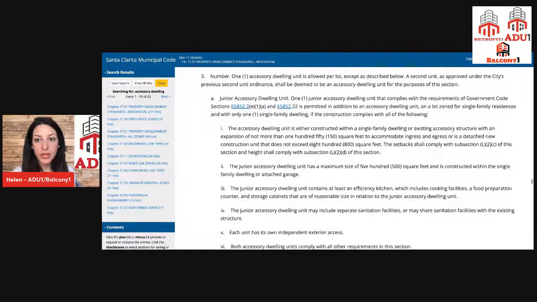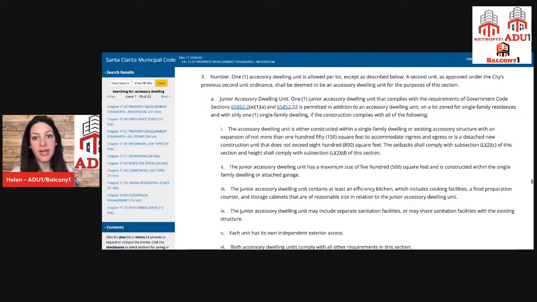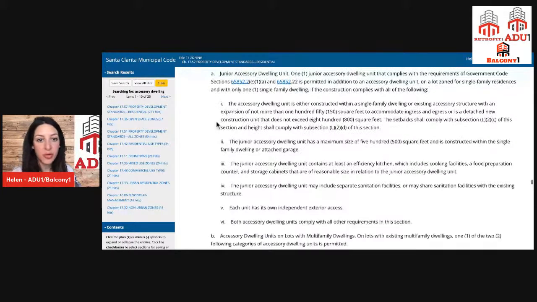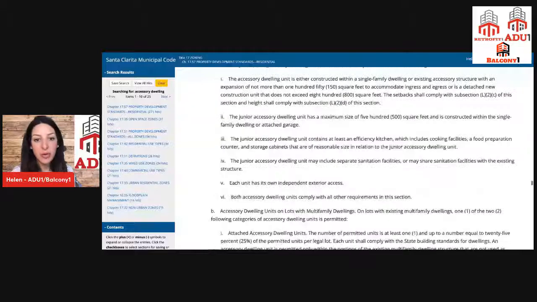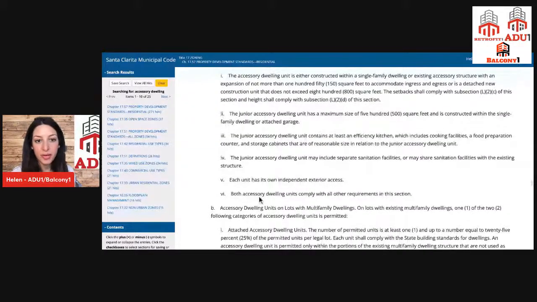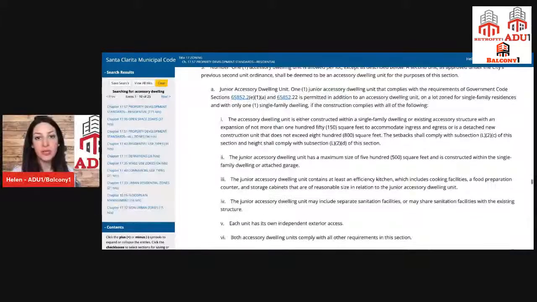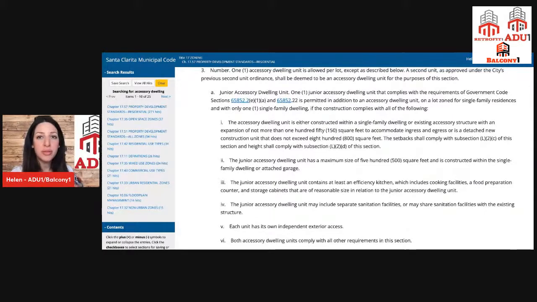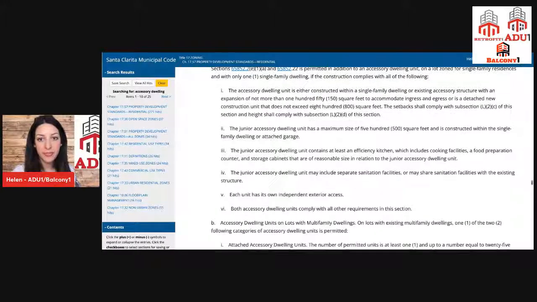So you are permitted to do them. And here is where it does say, yes, a junior ADU is a maximum of 500 square feet or less and has to have its own independent exterior access. That is the only time for single family homes where you can do two. If you don't live in it, or you don't have the space to even do the junior ADU, then you can still only do one ADU no matter what configuration or type it is.